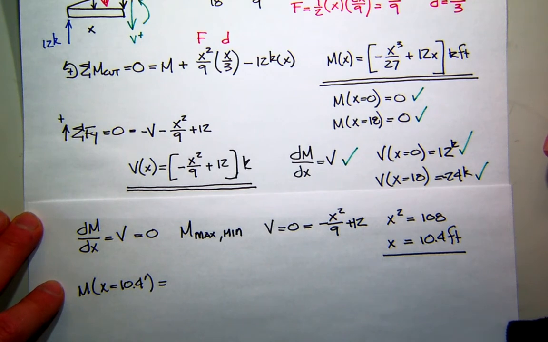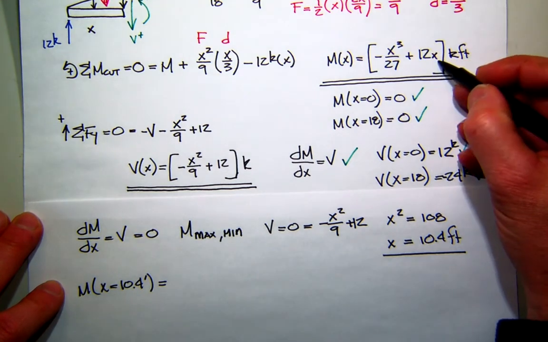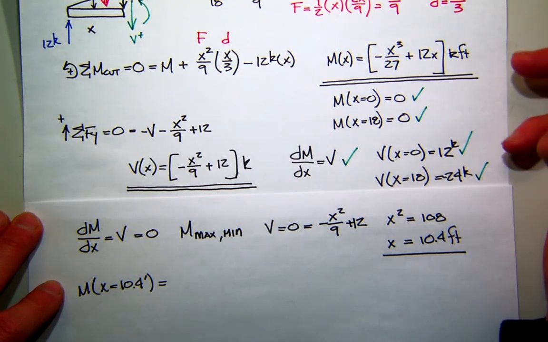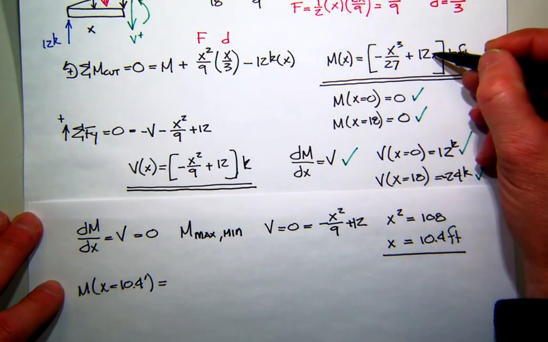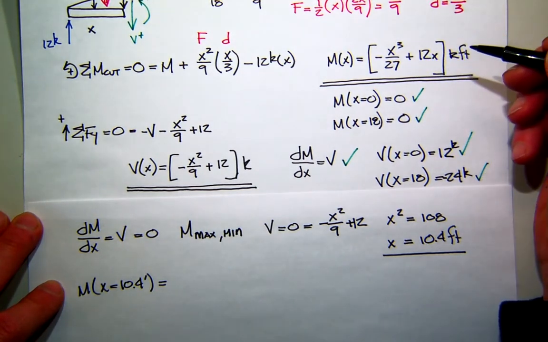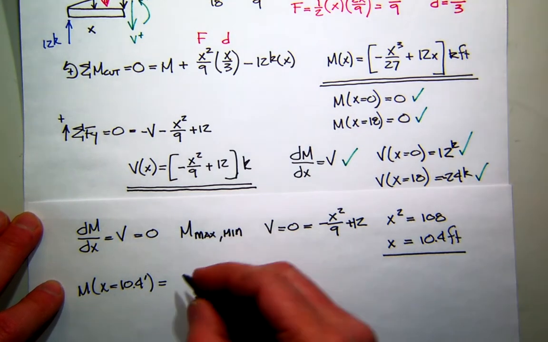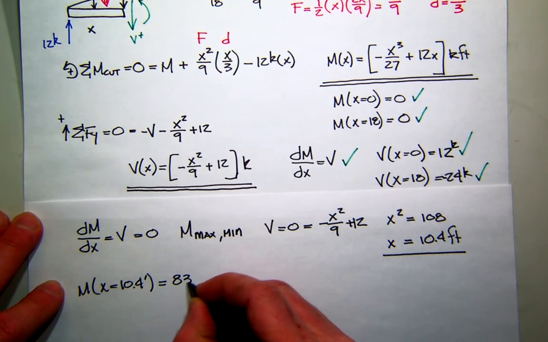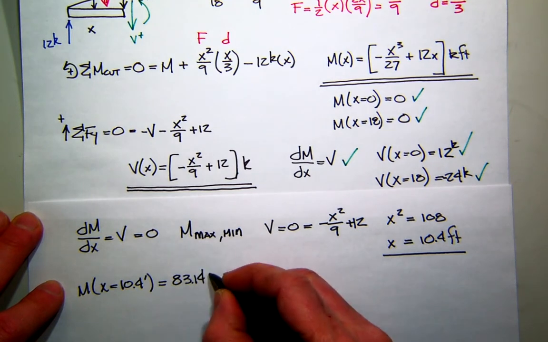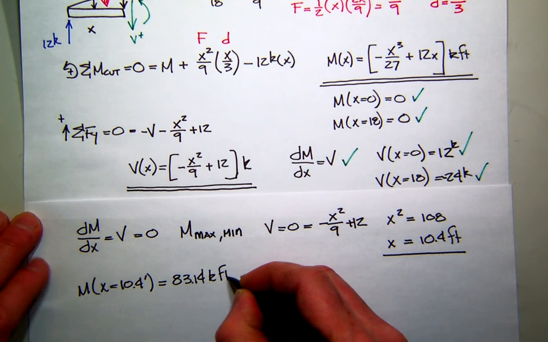Well, you got to add the 12. Don't forget to add 12 times x at 10.4. This term's going to come out negative, and it's going to be reduced. Oh, I didn't put the negative in there. Hopefully the moment will come out positive. I get positive 83.14. Anybody else? That's right. You got that? Okay, great. So 83.14, and that should be kip feet.